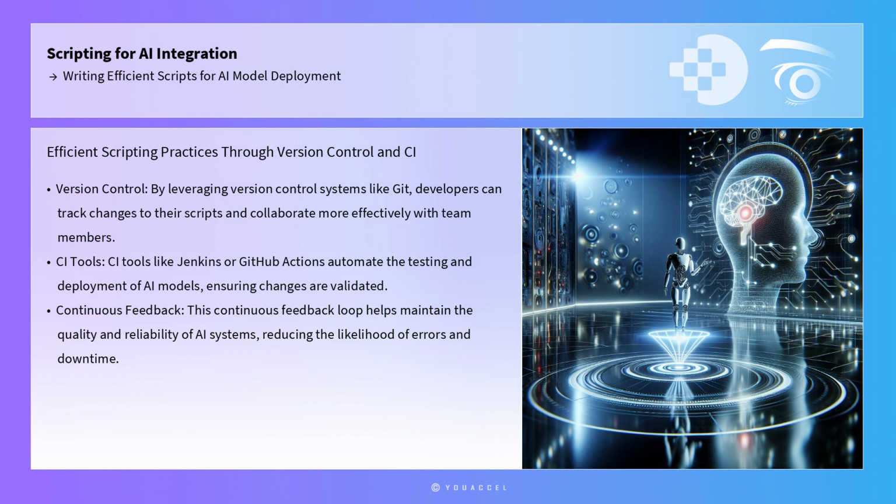Version control and continuous integration are additional components of efficient scripting practices. By leveraging version control systems like Git, developers can track changes to their scripts and collaborate more effectively with team members. CI tools like Jenkins or GitHub Actions can be used to automate the testing and deployment of AI models, ensuring that any changes to the codebase are automatically validated and integrated into the production environment. This continuous feedback loop helps maintain the quality and reliability of AI systems, reducing the likelihood of errors and downtime.